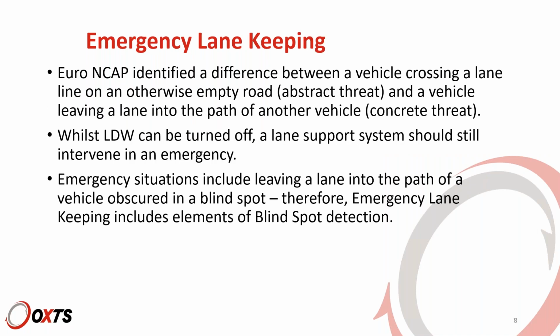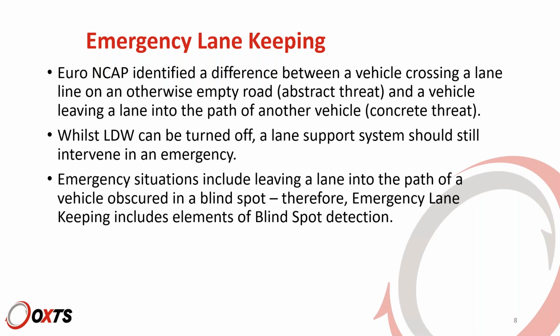So I mentioned earlier emergency lane keeping. This is basically down to Euro NCAP identifying a need to separate crossing a lane line, say on a highway with no other vehicles around, 2 or 3 lanes, drifting briefly over the white line. That's still dangerous and not a good thing to do, but there's no threat necessarily there. There's no danger to life if there aren't any other vehicles present. So whilst it's useful to have a system that can warn the driver if they do that, such a system should be able to be turned off.